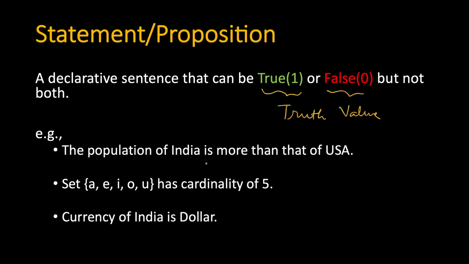For example, the population of India is more than that of US. So it's a true statement. Similarly, this set has 5 elements. It's also true. Whereas the currency of India is dollar, it's a false statement. So we see that all these sentences take a unique truth value, either true or false.